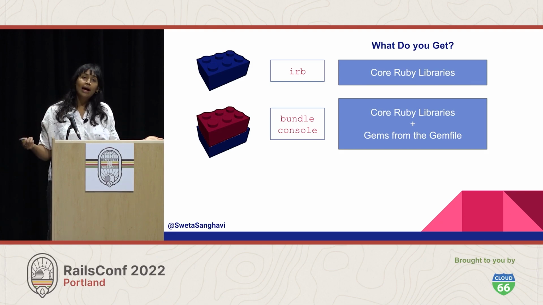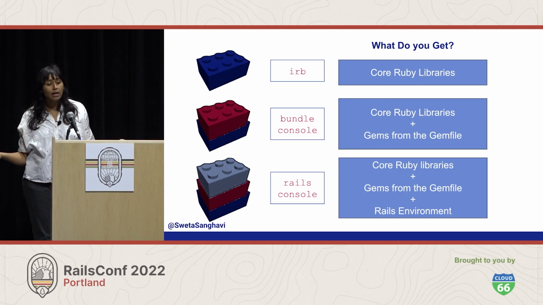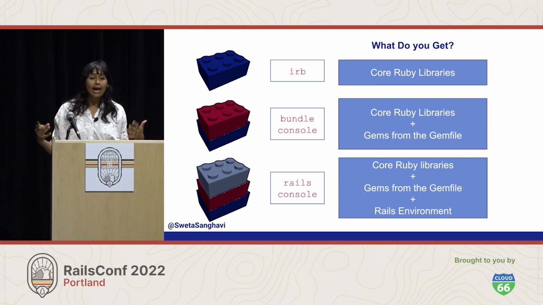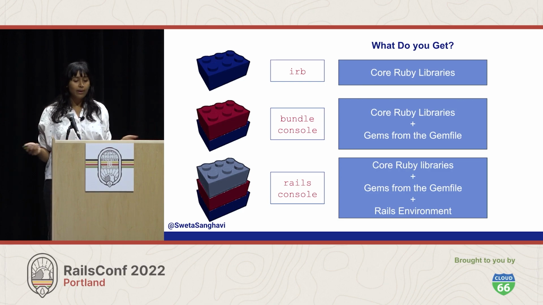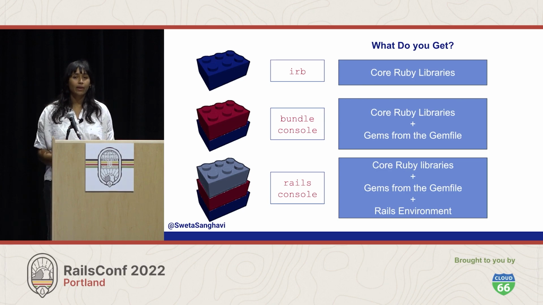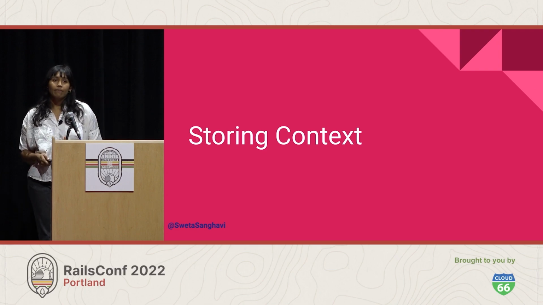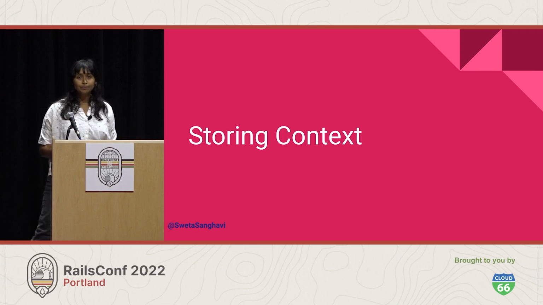And so when we want access to our whole Rails application, we might actually spin up the Rails console, in which we're going to get access to a full Rails environment, including the auto-loading and the initialization of your application. Kind of everything you expect in your application. So let's talk about some of the features that make the console so effective. Let's start with storing context.